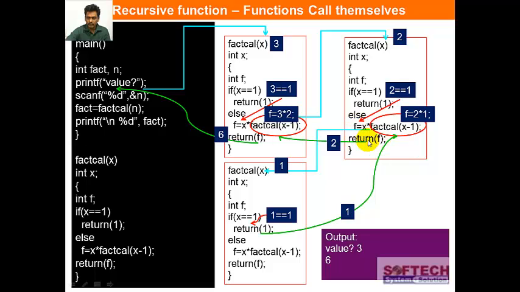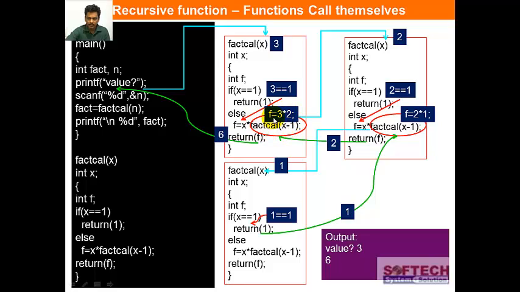Then execute the next statement: return of f. F value is 2. So it returns 2 to the called area. Which one is the called area? This is the called area, because we are calling this copy of the function from this area. So it returns f value, that is 2, to this area.